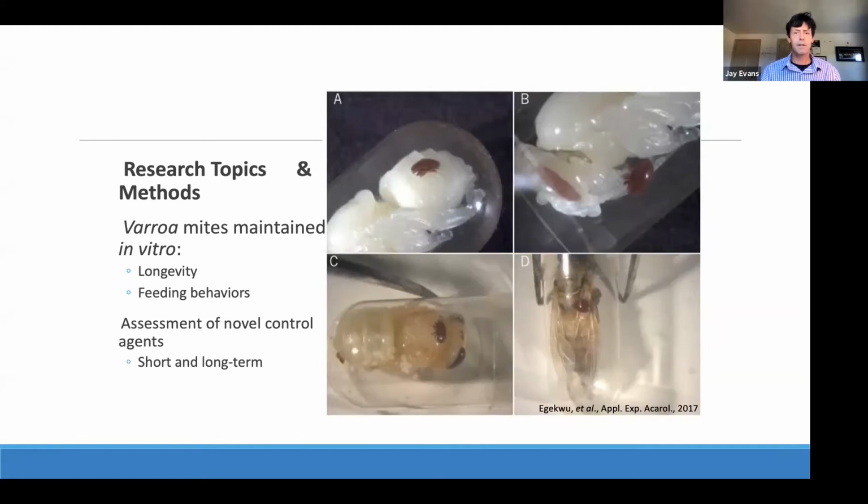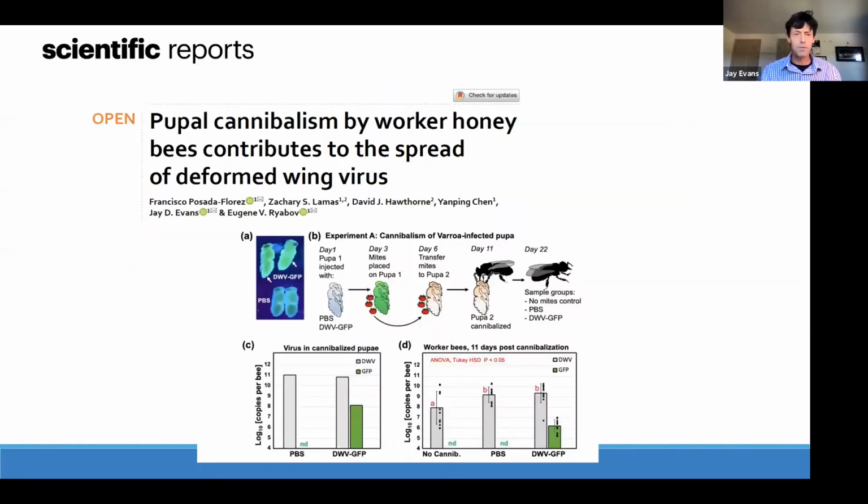We just had a female mite that lasted 75 days in the lab with successive bee pupae as her food source. And these sorts of experiments, combined with tracking viruses, have helped us figure out a bit more about how the virus is tied to the mite, and how the mite and the virus combine to impact bee health. And this is one study that's just come out.